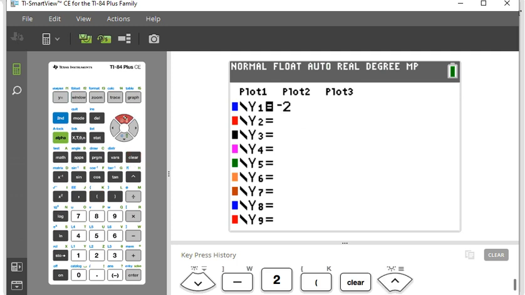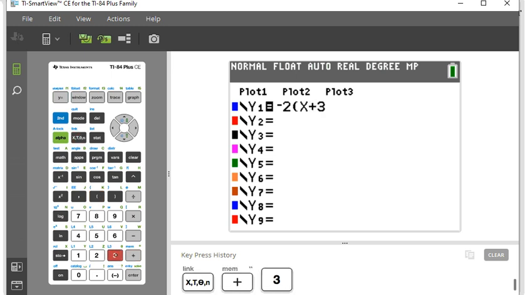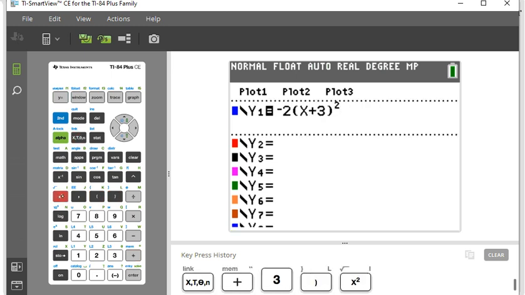Well, I don't want that one anymore. I want to go back up to y1. So -2, bracket, x plus 3, bracket, squared, plus 9. Taking a look at this, what do we know before we actually hit graph? Well, we know that our p-value is -3, q is 9. So -3, 9, vertex should be in the top left, second quadrant. We also know that our a value is -2, so we should be opening down.